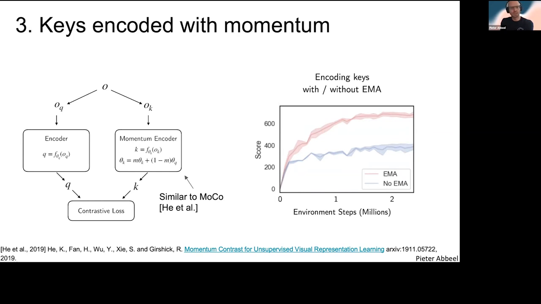There are these two thrusts in supervised slash unsupervised learning. SimCLR doesn't use momentum, and then MoCo, out of Kaiming's group at Facebook, uses momentum. In our case, we found that momentum on the encoding of the keys actually matters for better learning, better signal extraction. You might think of it as stabilizing the learning process.